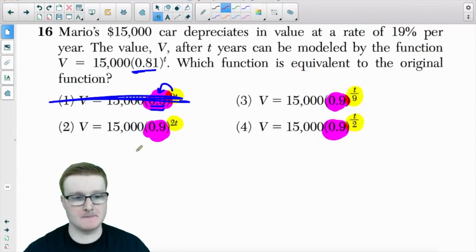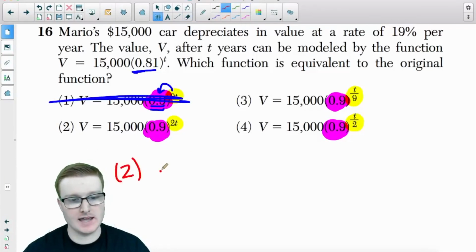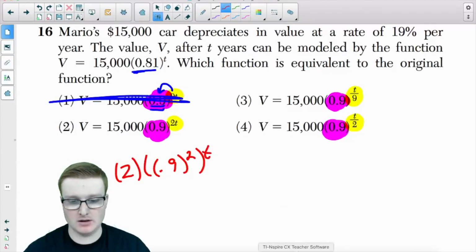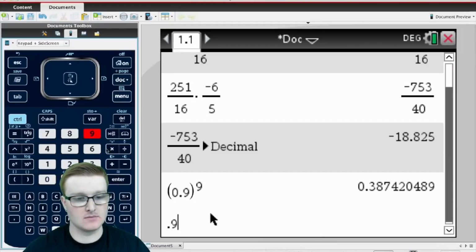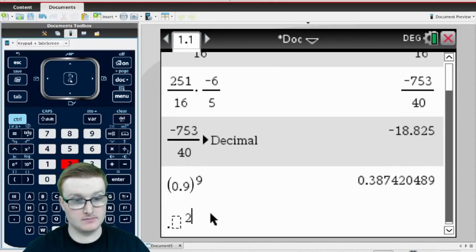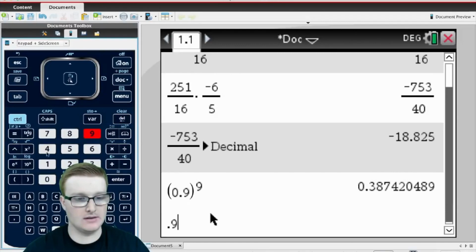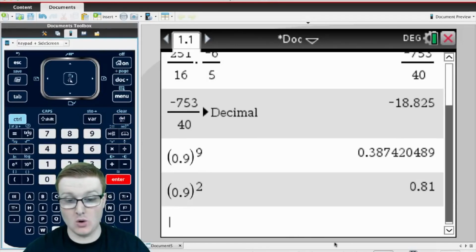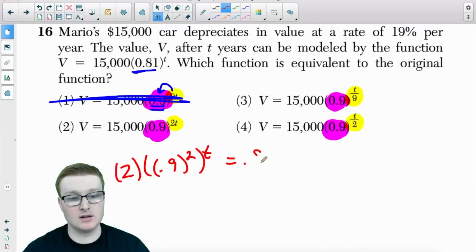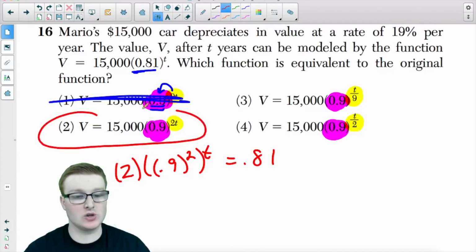Choice 2, what we're doing is we're taking 0.9, squaring it, then raising it to the t power. So 0.9 raised to the 2nd. We get 0.81. We got it. Your answer is choice 2.